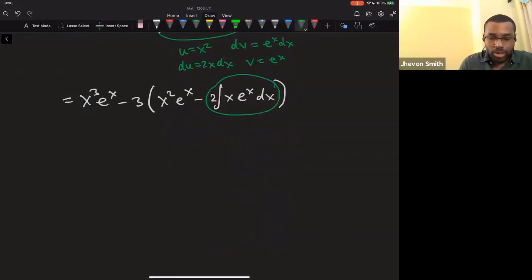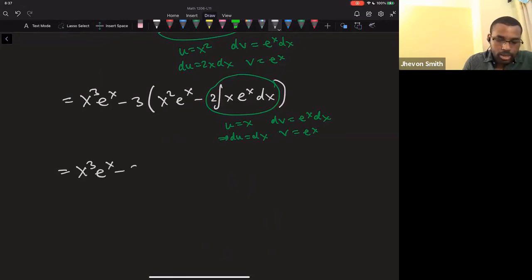Let's just finish strong. u equals x, dv equals e to the x dx. This means that your du is going to be dx and your v is going to be e to the x. So you're going to plug that in. This is x cubed e to the x minus 3 times x squared e to the x minus 2 times all these nested parentheses, u times v minus the integral of v du.